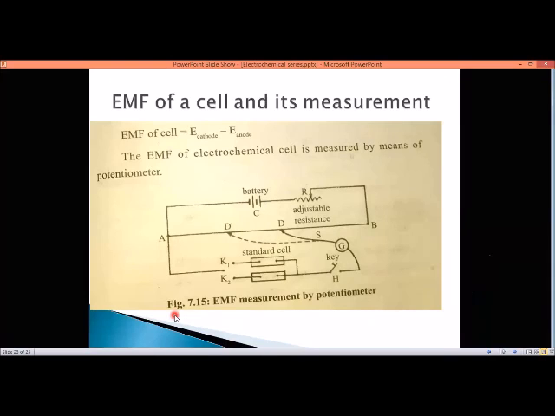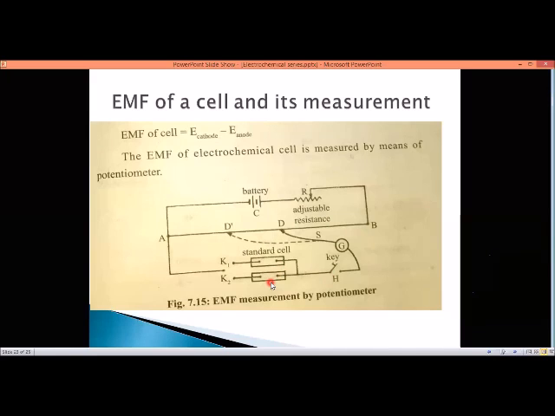Let me revise it again for you. All of you stay together. So this is a potentiometer. It consists of a uniform wire AB with high resistance. There is a storage battery C connected at the ends A and B. There is a rheostat, an adjustable resistance. There is a galvanometer and a key. There are two cells. One is the standard cell.